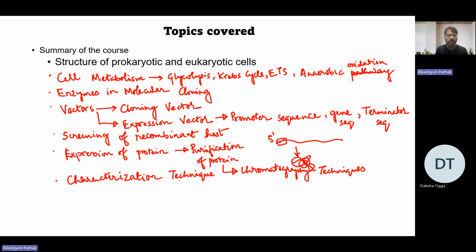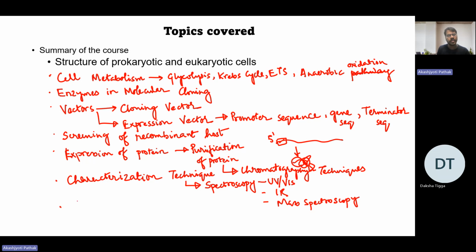So we use different biophysical or bioanalytical tools for characterizing the proteins, mainly how we learned about the different spectroscopic techniques. Okay. Spectroscopy. In spectroscopy, we learned mainly about the UV visible spectroscopy and the IR spectroscopy, and the mass spectroscopy also. How we can utilize mass spectroscopy for determining the size of our protein as well as determining the amino acid sequence of our protein. Okay.